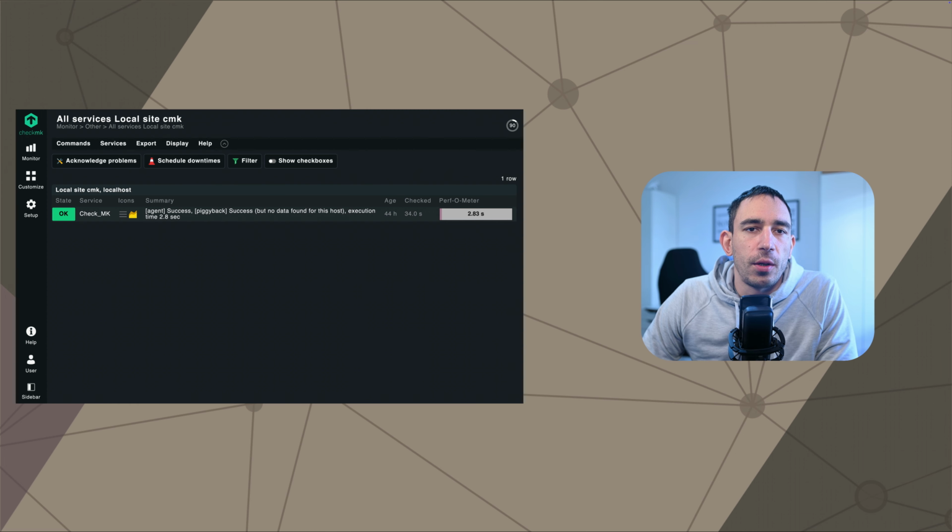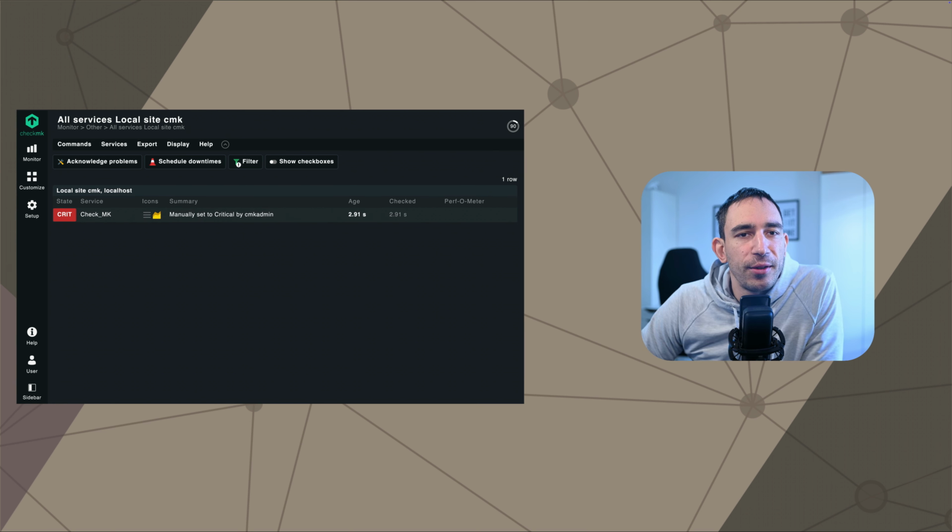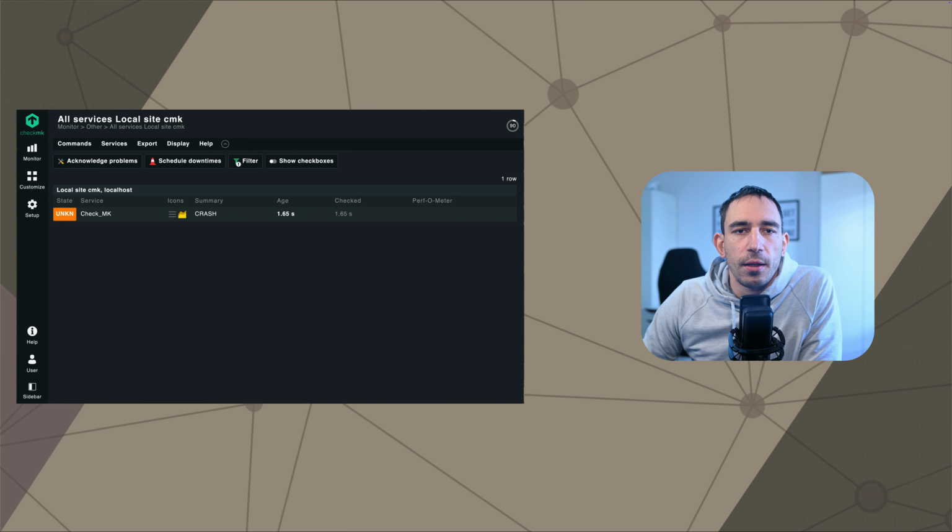Let's take a look at how they all look. This would be an OK state. Then simply in yellow, you have the warning state. Obviously, again, the critical state is marked by this red color here. So then the final one, what I talked about, was the unknown, that you can see in orange.